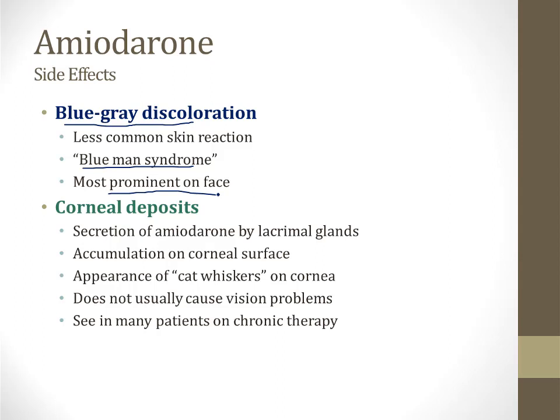In addition, some patients on amiodarone develop corneal deposits. This is because amiodarone is secreted by the lacrimal glands, and it accumulates on the corneal surface. It has a very unique appearance. It looks like cat whiskers. It's sometimes described as having a whorl with little whiskers coming off from it. You can also Google this and find lots of examples. It does not usually cause vision problems. It's just a sign of patients taking the drug. It's seen in many patients on chronic therapy, and you don't necessarily have to stop the drug just because of this finding in the eye.